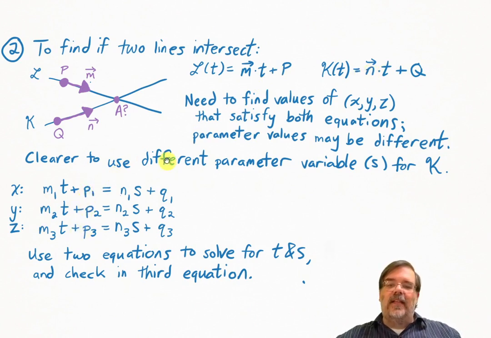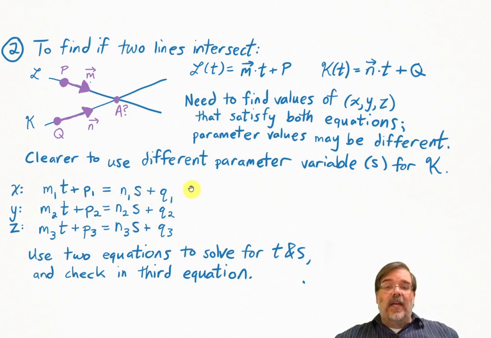Slope vector n has components n1, n2, n3. And base point Q has components Q1, Q2, Q3. So you have three equations, and most of these are constants. T and S are variables. So two steps. First, use two of these equations to solve for the variables T and S. So maybe you'll use the first two to solve for those.